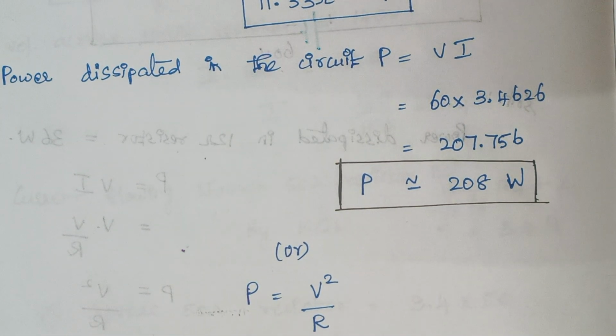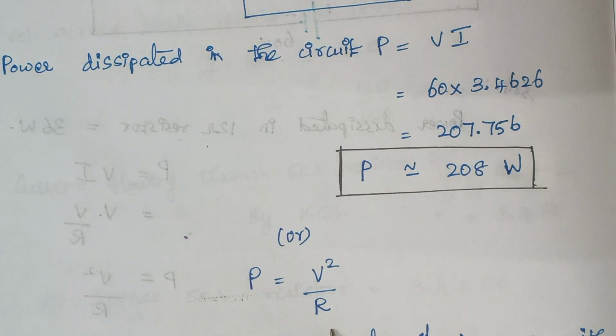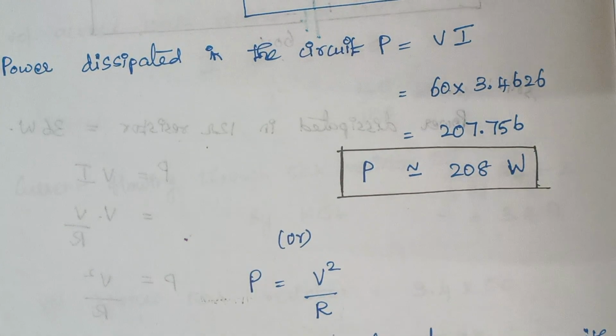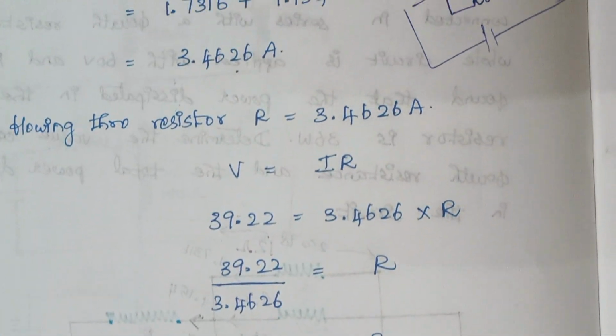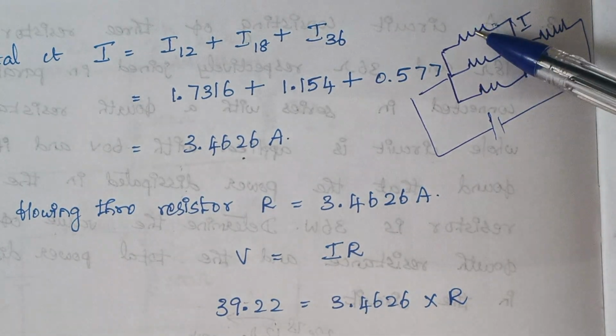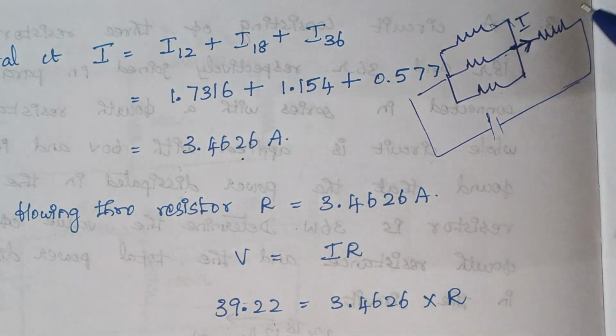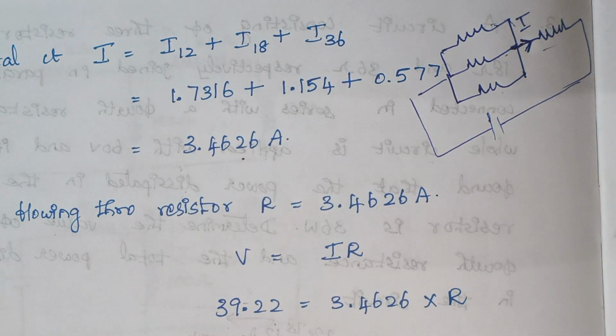Or in other words, there is another method to calculate this, that is by using this formula. P is given by V square by R, right? So what is the value of R? Here we are having 4 resistors, correct? So we have to calculate the value of total resistance. How to calculate the total resistance? First we have to calculate the total resistance of these parallel resistors, and then we have to add it with this series resistor. Okay, this is how we will calculate the total resistance.